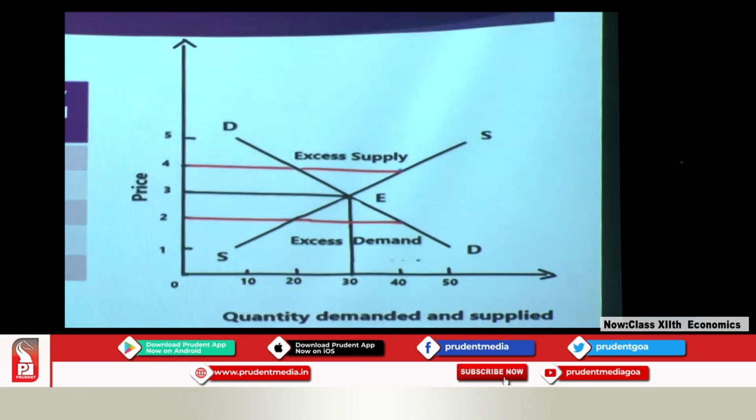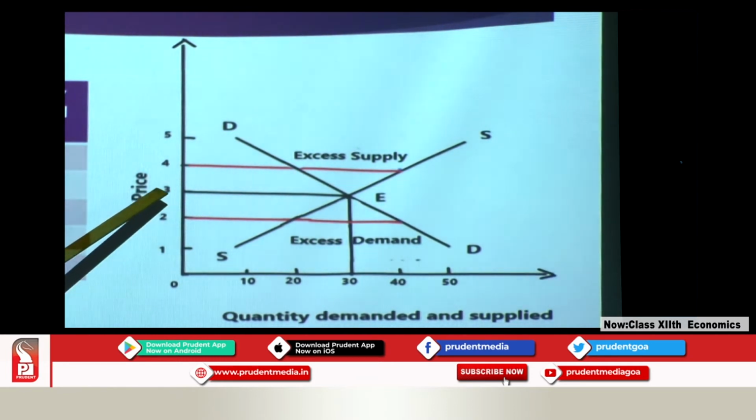Now, we see that in a perfectly competitive market, there could be different fluctuations in the price. That means, the price could go higher or the price could go lower. So, let us see each of these cases where the price is going up or the price is going down.